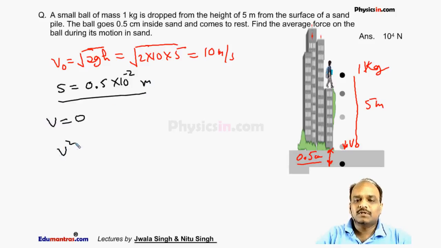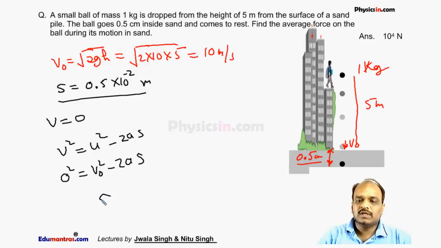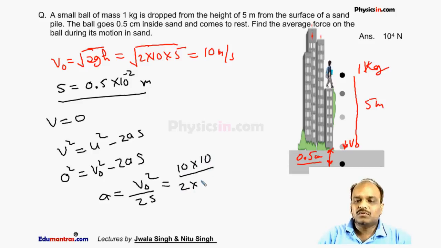So we can say v square is equal to u square minus 2as, because there is a retardation. Let the retardation be a. So the final velocity is 0 square equals v0 square minus 2as, so a comes out to be v0 square by 2s. That is 10 into 10 divided by 2 into 0.5 into 10 to the power minus 2, so this will cancel out. It comes out to be 10 to the power 4 meter per second square.